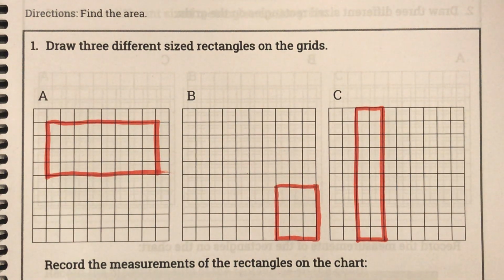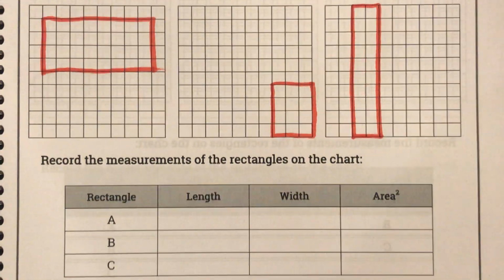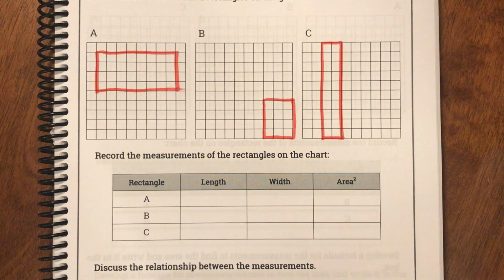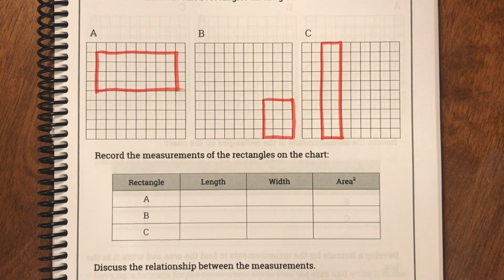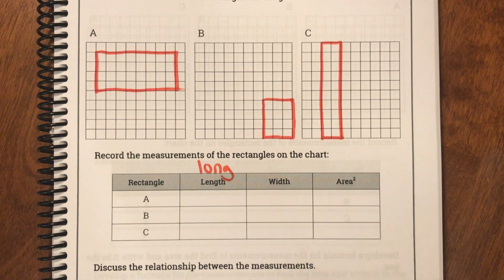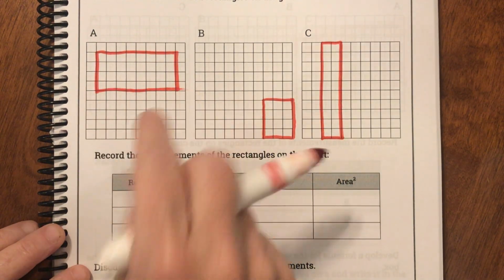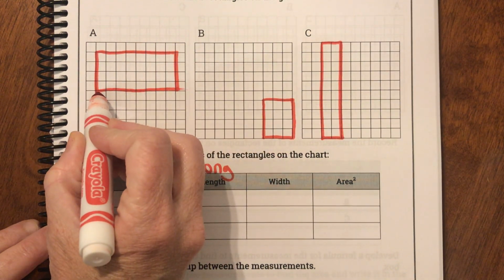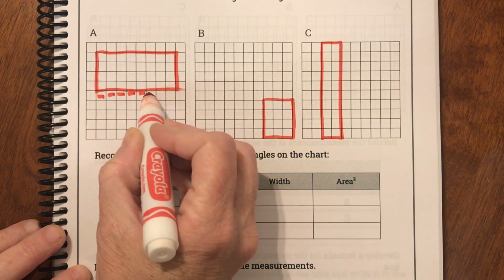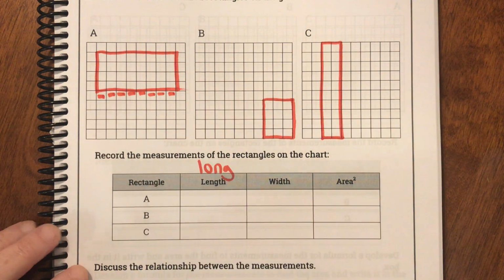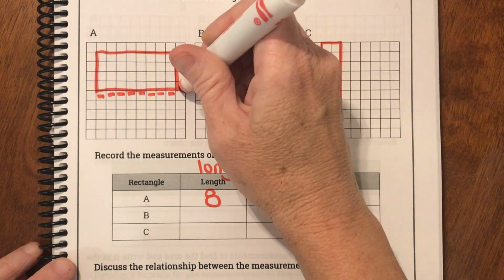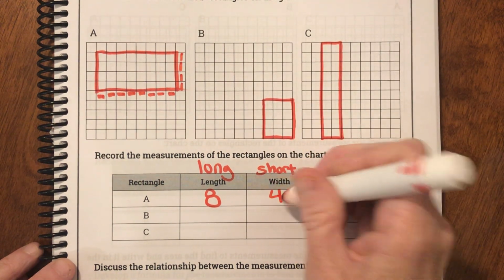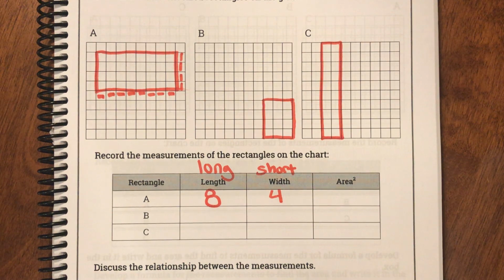Okay, so now let's look at what they want me to do with my rectangles. I'm going to zoom out a little bit so you can see this better. Now it says record the measurements of the rectangles on the chart. Let's look at rectangle A. Length, remember length is my long one. How long is this? Let's look at my long side. How many is it long? I see 1, 2, 3, 4, 5, 6, 7, 8. It's 8 squares long. And then width is the shorter side, and let's see, it's 1, 2, 3, 4. And then they want me to do the area. Remember the area is just how many squares are inside.